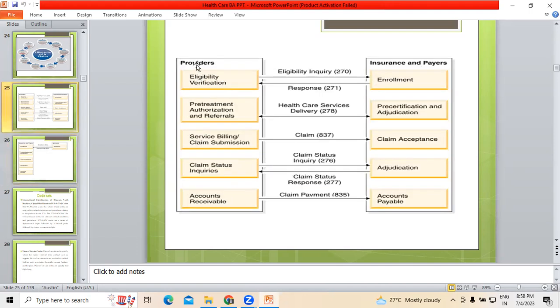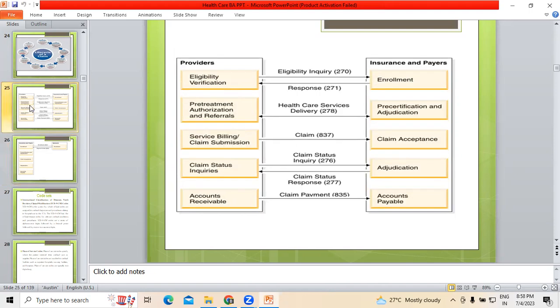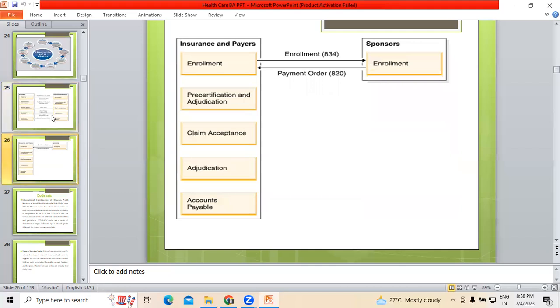One is providers, second is payers, third is sponsors. We need to understand the difference among providers, payers, and sponsors. Providers are nothing but healthcare providers, hospitals, etc. Second is payers. Payers are insurance companies or CMS departments.